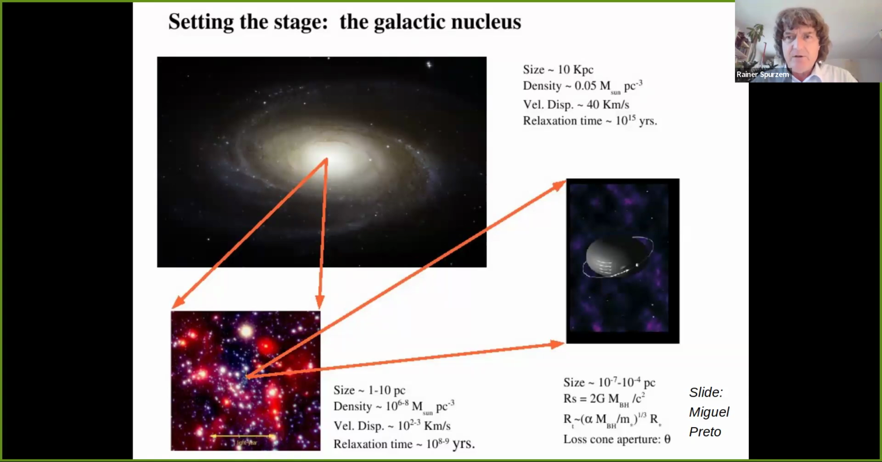So this is about the nuclear star cluster in our own galaxy. This is a kind of sketch of what we have in our own galaxy, and I already said it in words. So we have our galaxy, the Milky Way, with a size of 10 kiloparsec, 30,000 light years, and then we zoom in, and we come here to the size of 1 to 10 parsec.